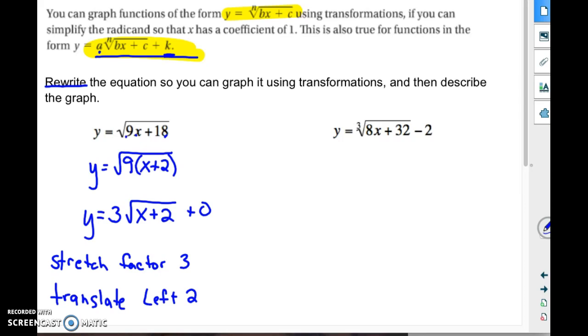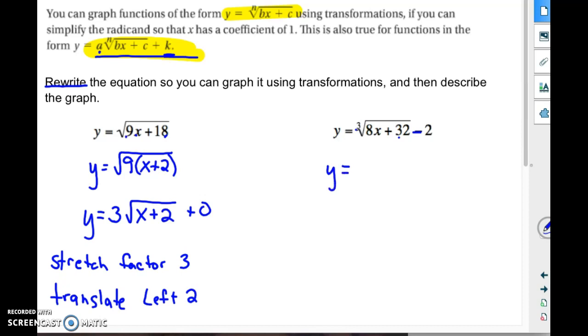In this problem over here, we have y equals the cube root of 8x plus 32 minus 2. Notice the minus 2 is outside of the radical sign. We need to make sure it stays out there. We can't do 32 minus 2. Because 32 is in, 2 is out.